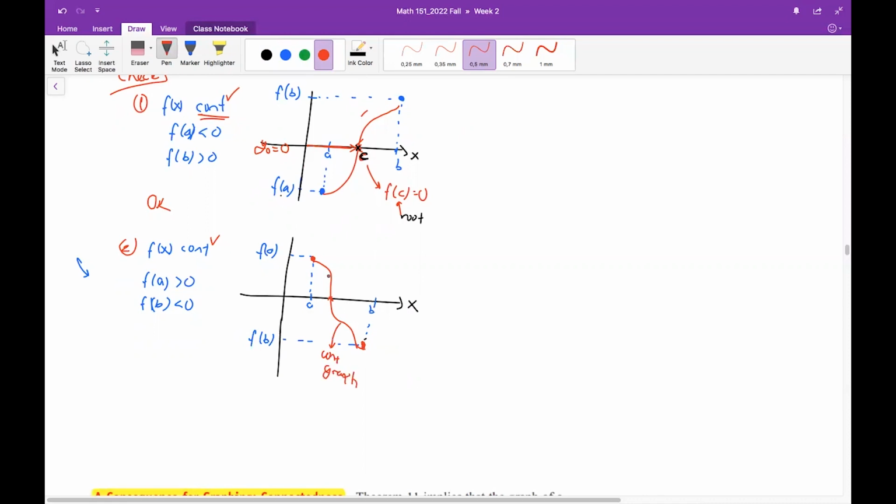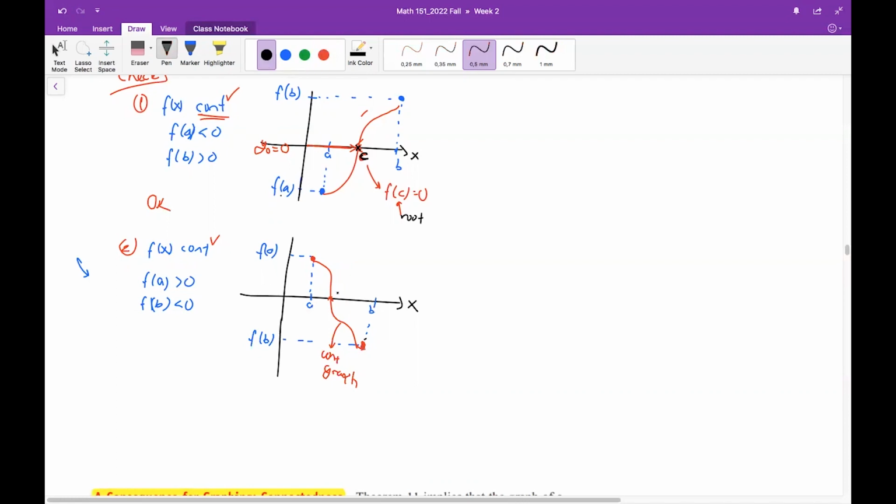Continuous graph means that you cannot do such jumps to pass under the x-axis without crossing it. No, this is not the case because you need to draw a continuous graph. That's why you have to intersect the x-axis to reach a point under it, okay?